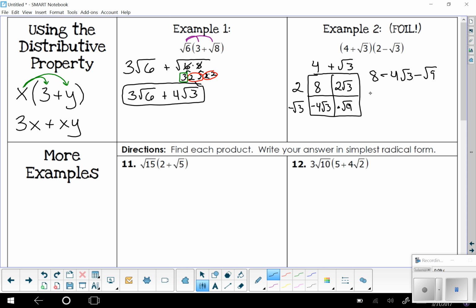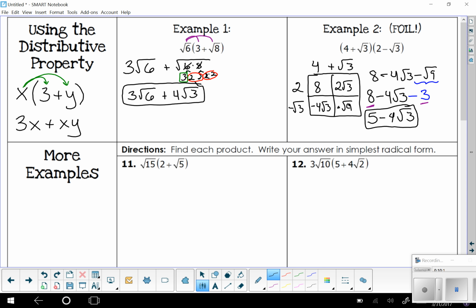Clean it up. That's this answer right here. Hopefully you said that, because square root of 9 is 3. We can combine these right here. 8 minus 3 is 5 minus 4 square root 3.